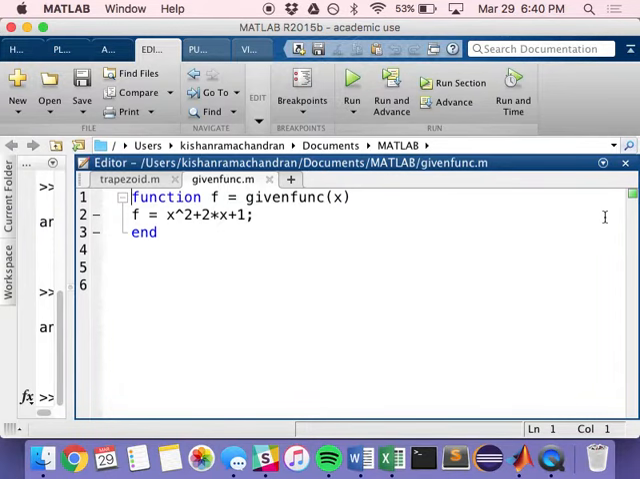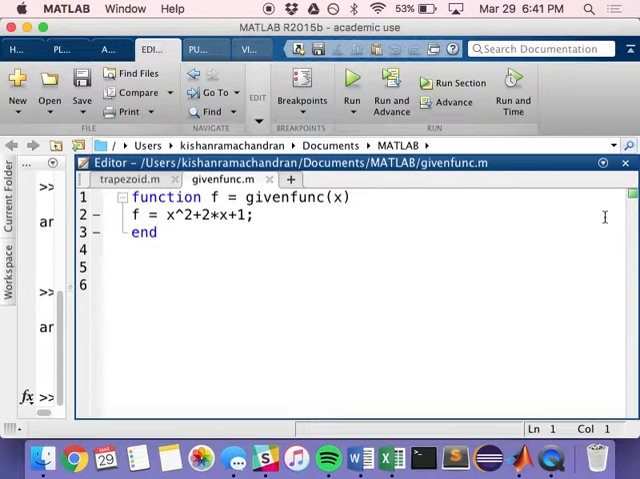So the first thing we're going to do is write our function, which is x squared plus 2x plus 1. You can name this whatever. I'm naming it given function, or given func. But we have a function f, which is just given function of x. It's only of one variable right now, only x. Okay? So we can do this f. You can also do systems of equations. I'll show you that later. But if you want to just input one equation, you do f equals x squared plus 2x plus 1.